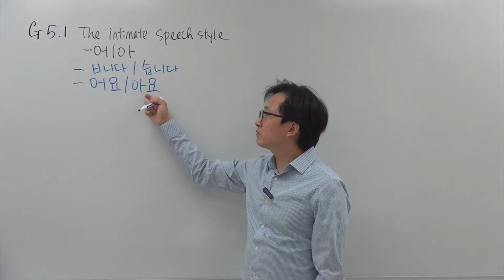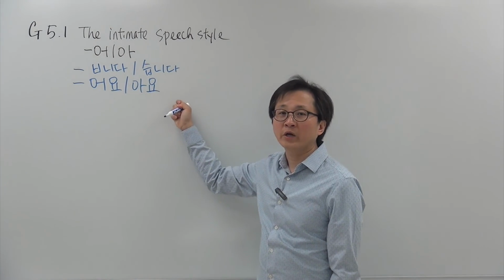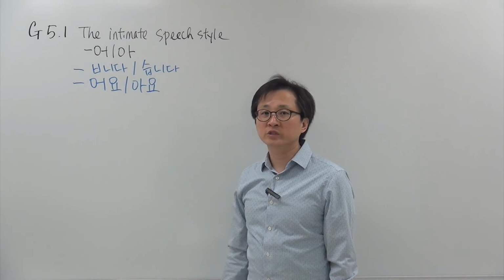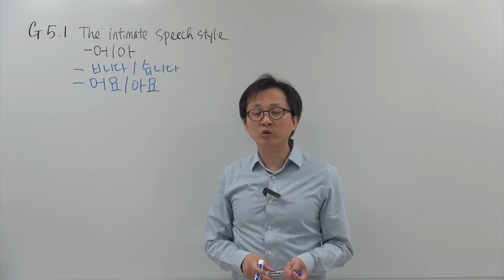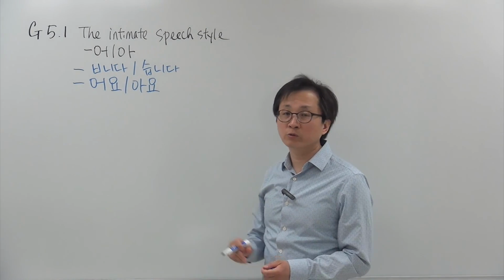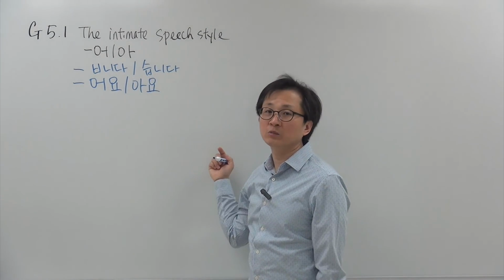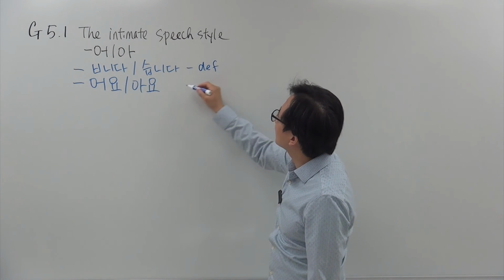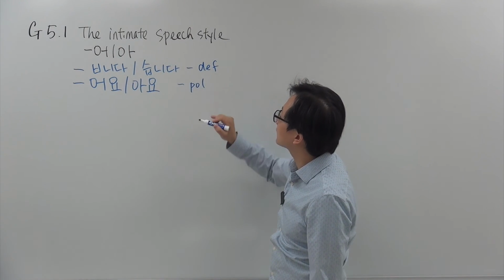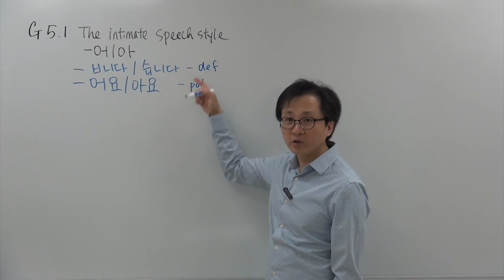So in casual conversation, we generally use 어요, 아요 ending, but in a very formal situation, like you make a presentation or you make an announcement, or if you watch Korean news programs, they all use 씁니다, 읍니다 form. So we call this deferential style, and we call this polite style. So we know them, right?